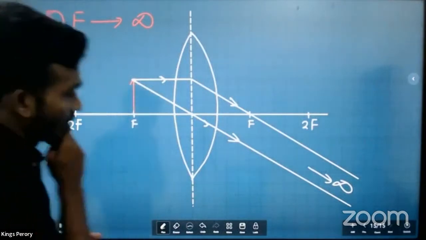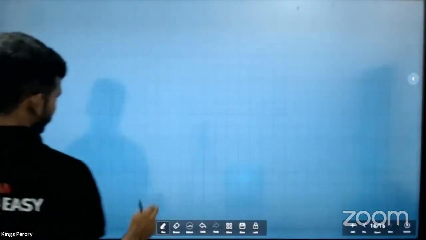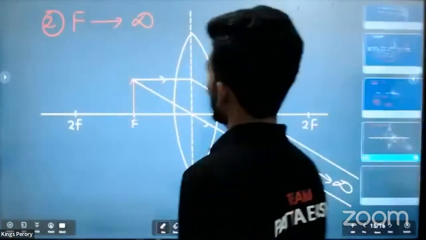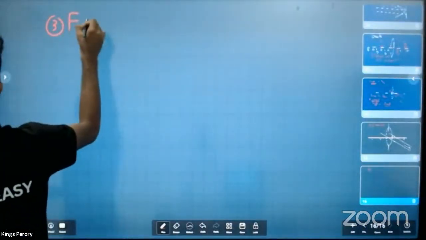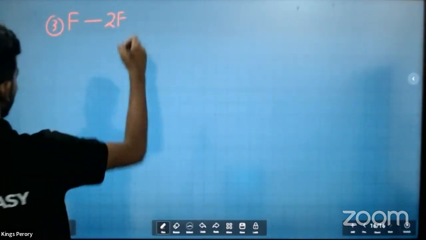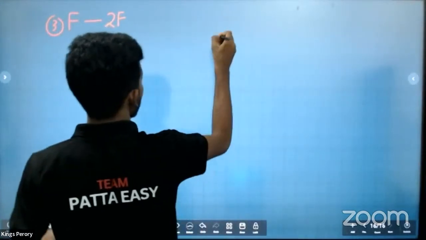Go to the third one also. Now you all know the pattern. Third ray diagram. Now already you placed the object at F. Now between F and 2F. Object between F and 2F.